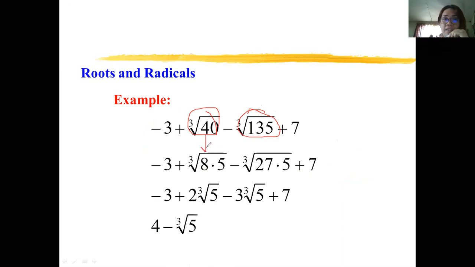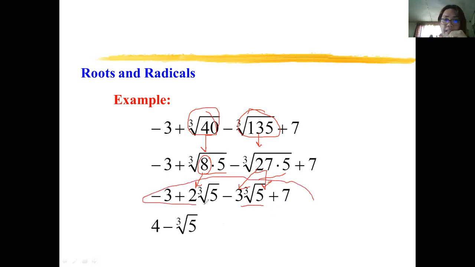How to simplify again? For 40, find factors of 40 such that one of the factors is a perfect cube. We have 8 and 5. Same with 135, 27 and 5. Then get the cube root of 8. That gives us 2. Then 2 cube root of 5. Then another here, 27, the cube root of 27 is 3. Then we have negative 3 cube root of 5 plus 7.